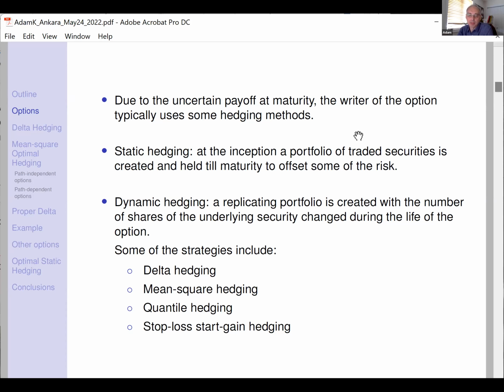And then the number of shares in this portfolio can be determined using different methods. The standard approach is delta hedging, but there are other approaches like mean square hedging or mean square optimal hedging. This is what we are going to talk about in a moment. Other approaches include quantile hedging or stop loss start gain hedging.